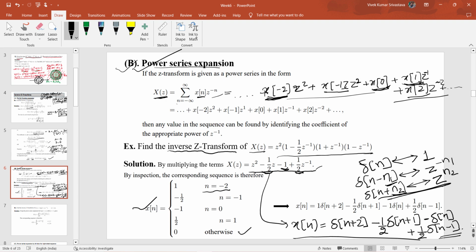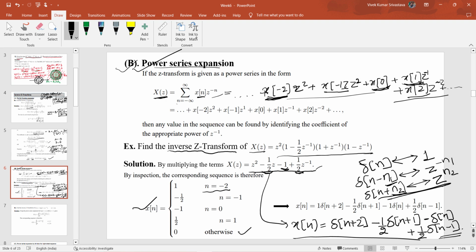In this case, there is only numerator. So there are no poles. So we should not worry about ROC, right? Yes. ROC will be the entire z plane. If the z transform involves only numerator, then ROC will be the entire z plane, and we can simply follow this method. Okay, sir. Thank you.